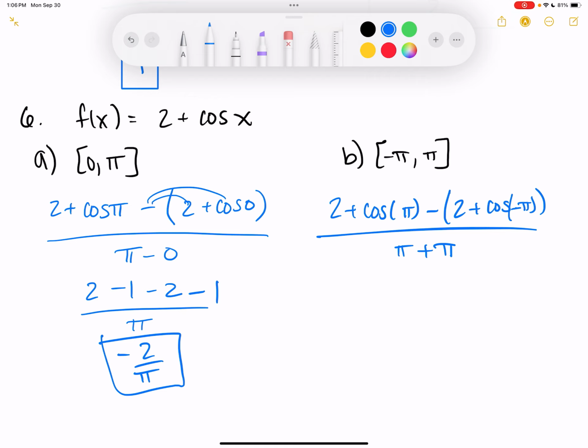Okay, do I have it written right now? I think so. Yes. Okay, so then I've got 2 plus, we already said the cosine of pi was negative 1, so I guess it's going to end up being negative 1. I wrote this. Then minus 2, the cosine of negative pi is what?